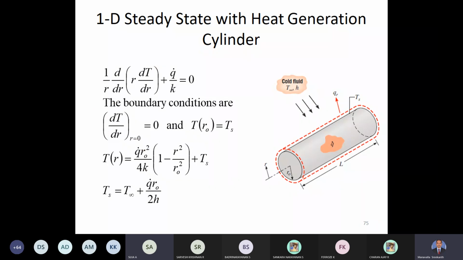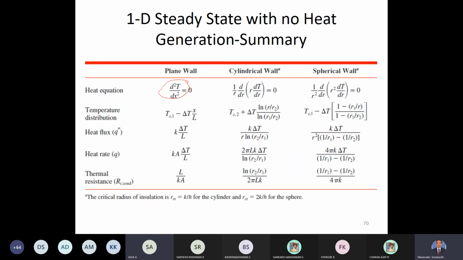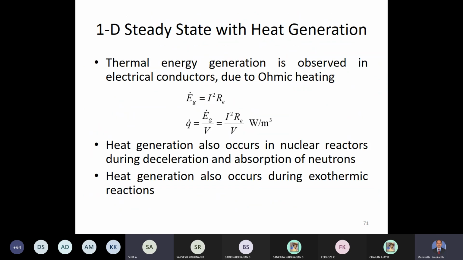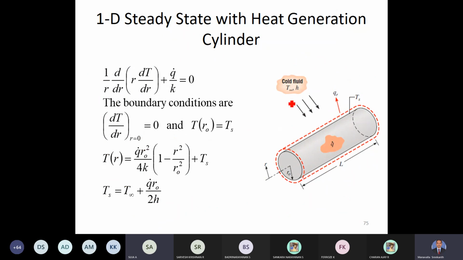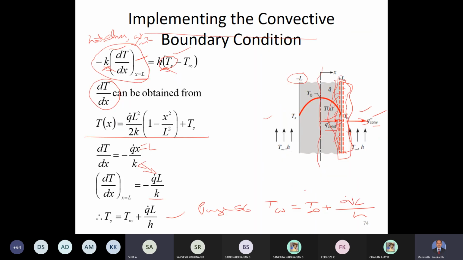Okay, this is about the slab. Now what about the cylinder? For the cylinder also, things will be very much similar. This is the heat conduction equation for a cylinder without heat generation, in one dimension. Now we will have to include the generation term. So what we do is we bring in the generation term here. In that equation we add q dot by k.